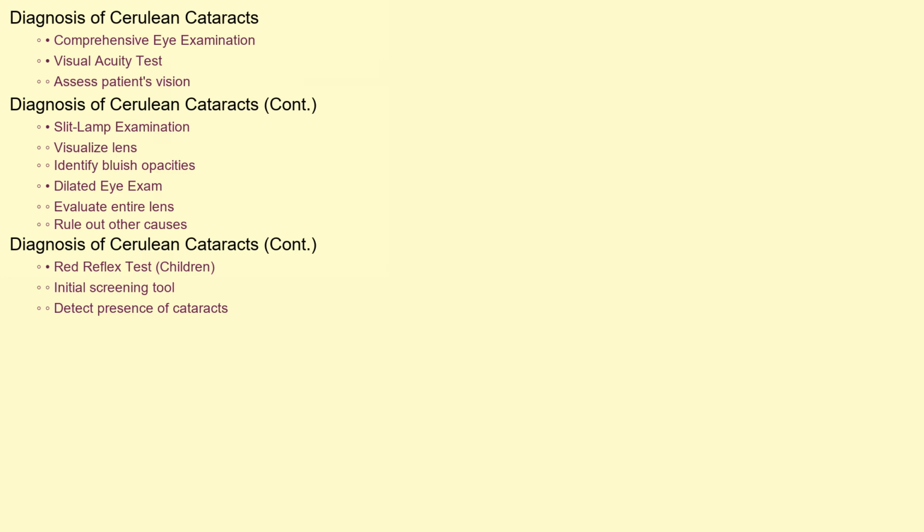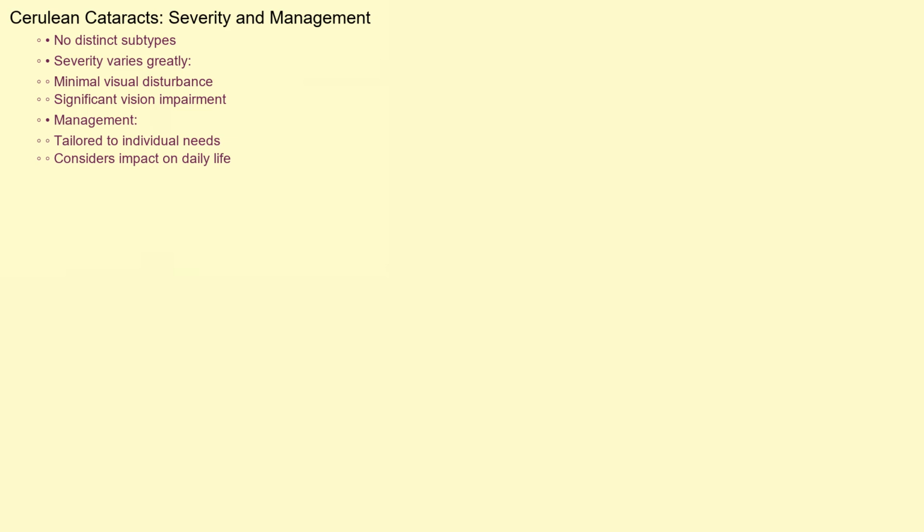While cerulean cataracts don't fall into distinct subtypes, it's important to note the severity can vary greatly. Some individuals may have only a few small opacities that cause minimal visual disturbance, while others may have more extensive opacities that significantly impair vision. Therefore, management is tailored to the individual's specific needs and the impact on their daily life.